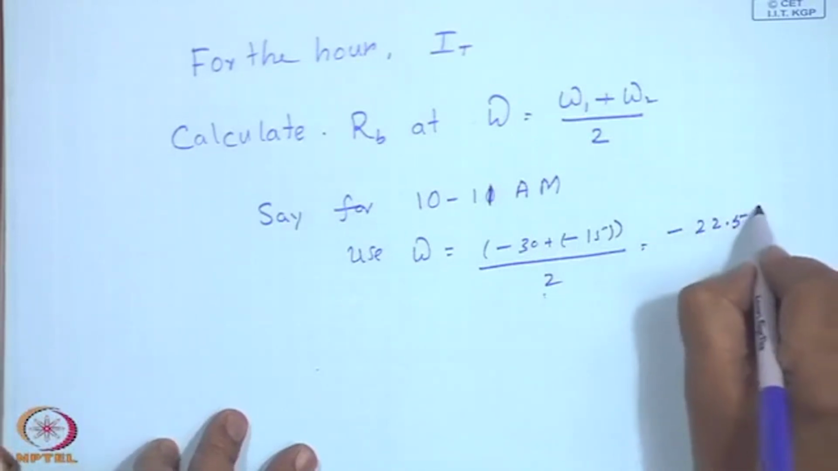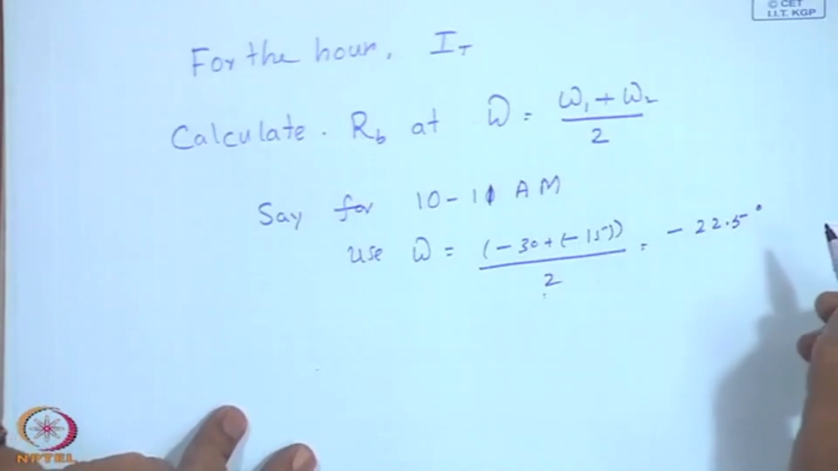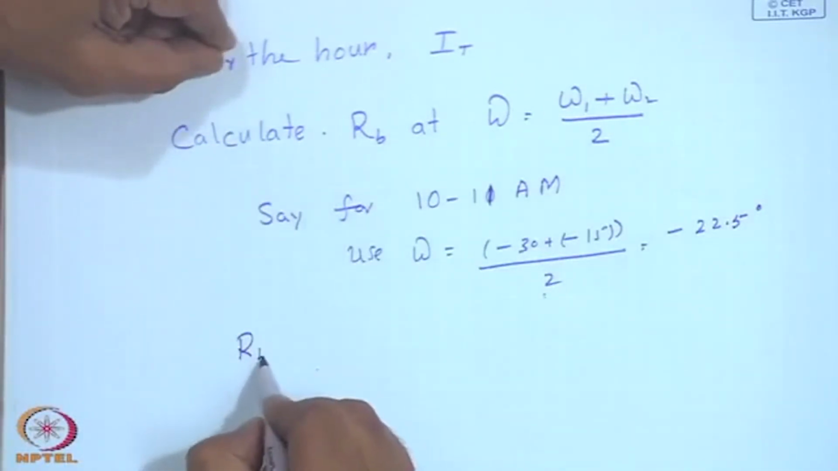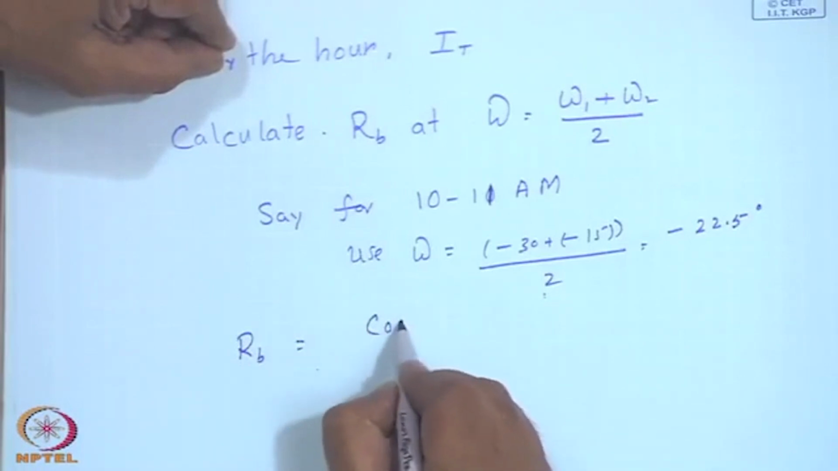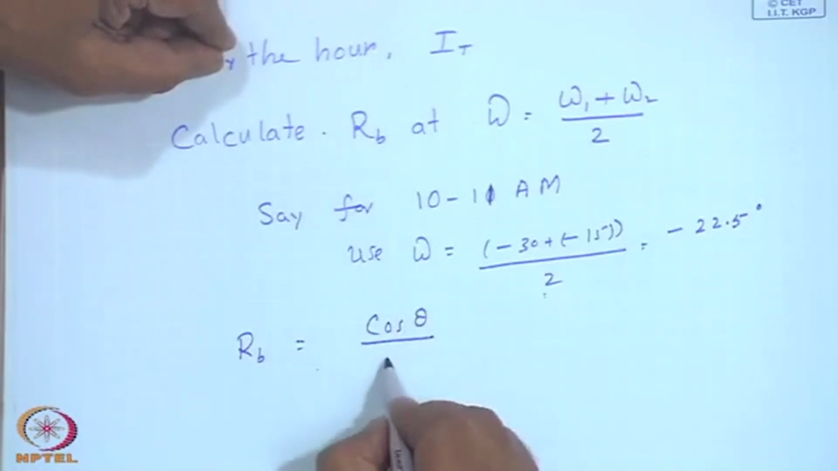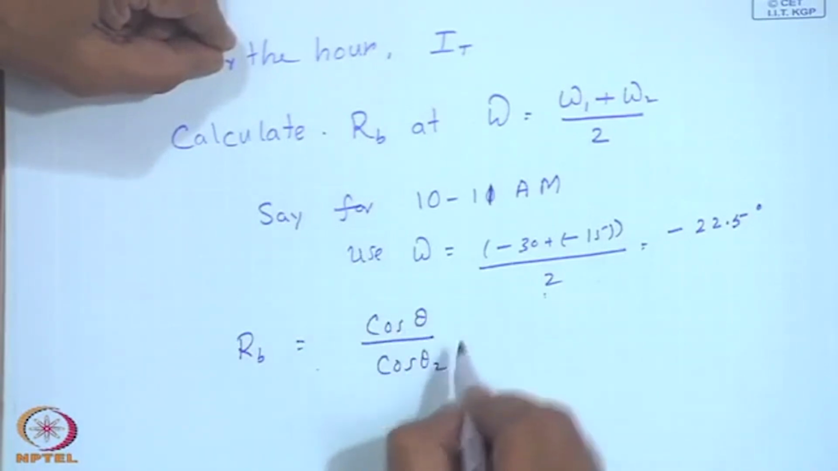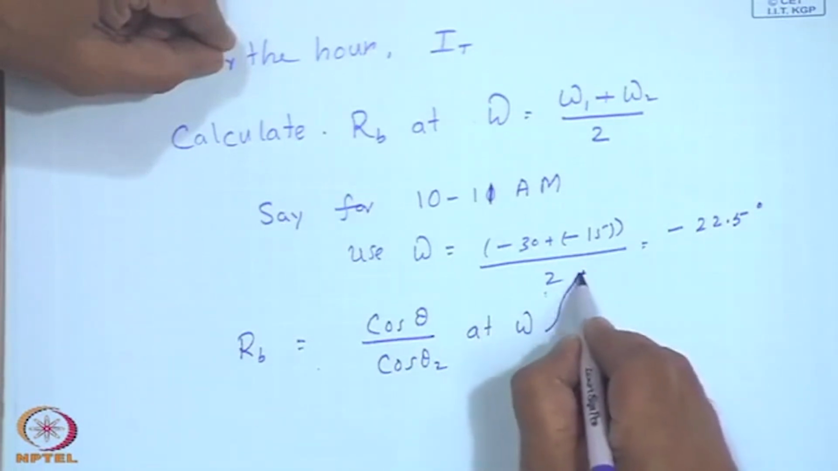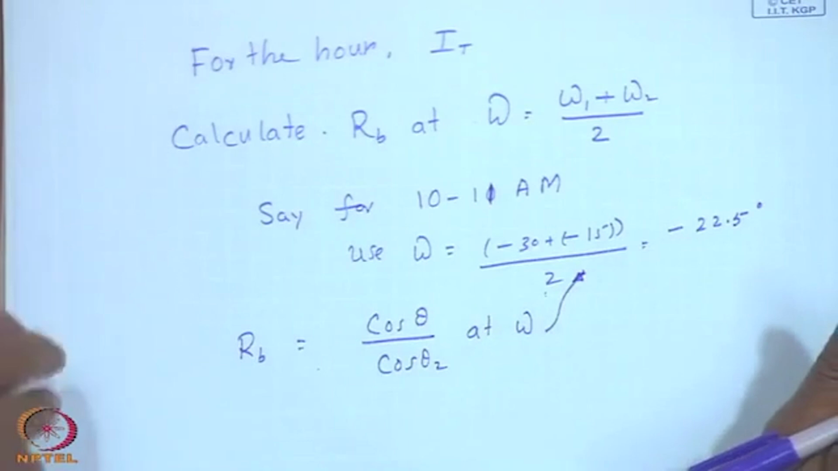Correct, and calculate your R B, which in general is simply cos theta by cos theta z at this omega, given by omega 1 plus omega 2 by 2.